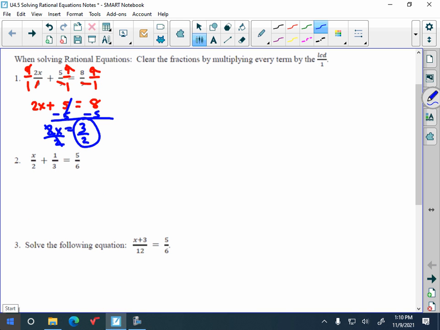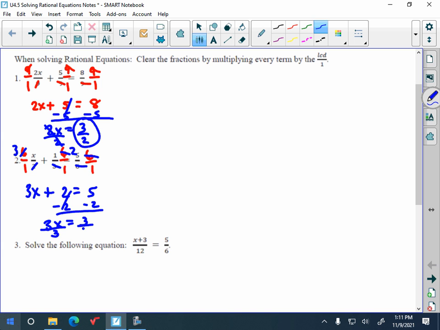All right, so number 2, what would the LCD be? 6. So let's multiply everything by 6 over 1 now. We'll cross cancel. All right, now we're just going to get x by itself, so we could subtract the 2 over. Simplify. So 1.